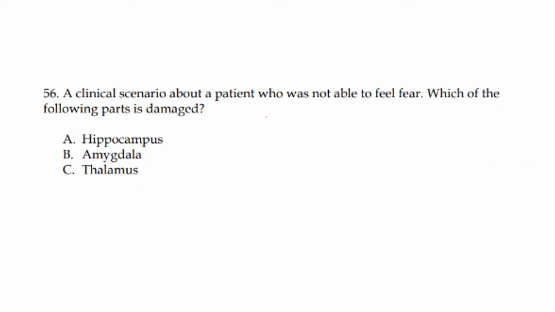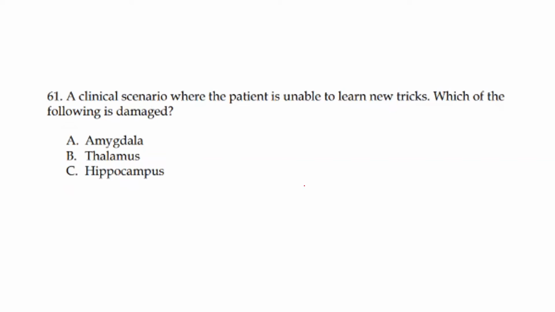Then we move on. So we have a patient that's not able to feel fear. Big giveaway, right? Which of the following parts of the brain is going to be damaged? Right, so the hippocampus handles memory, so it's not really related to fear. The thalamus, as we all know, is the big boss of the brain. It's going to be where all of the sensory stimuli gather and are transferred. The amygdala is the part of the brain that handles emotions, all right?